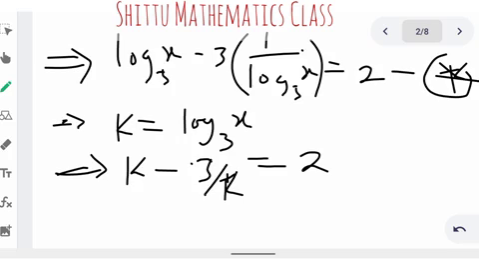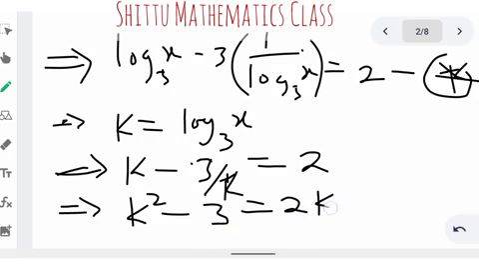So now the next thing we are going to do is clear the fraction by multiplying through by k. If you do that, k times k, we are going to have k squared. Then minus 3 divided by k times k, we are going to have 3, equals 2 times k, we have 2k. Do you understand?